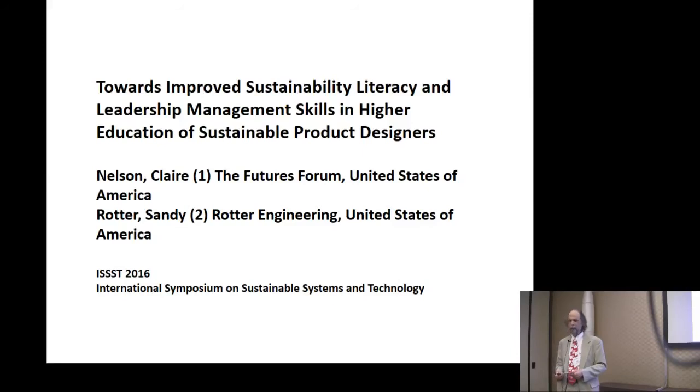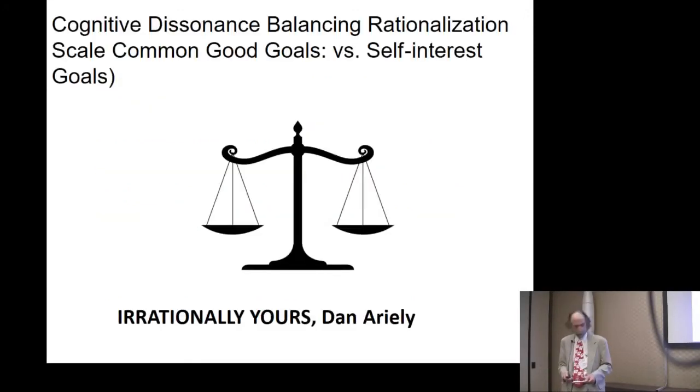So I want to show a hands of people that have designed a product in the room, okay? And then keep your hands up. What about people that would like to design a product in the future? Okay, so we get some people here. That's great. So this basically represents your cognitive dissonance being balanced with your rationalization.